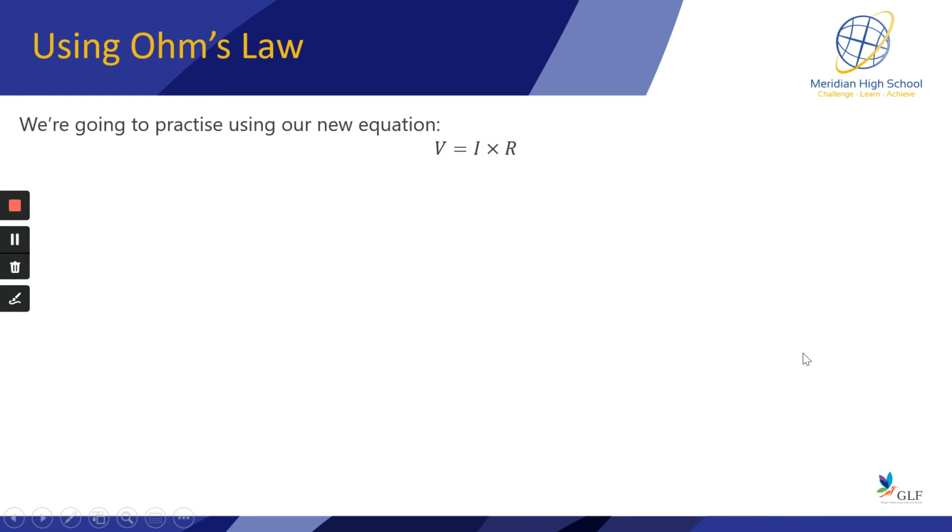Okay. Now what we're going to do is practice using our new equation, V equals I times R. Just before we do that, let's put that into a triangle for ourselves. On our top, we are going to have V, and on the bottom, we're going to have I times R.